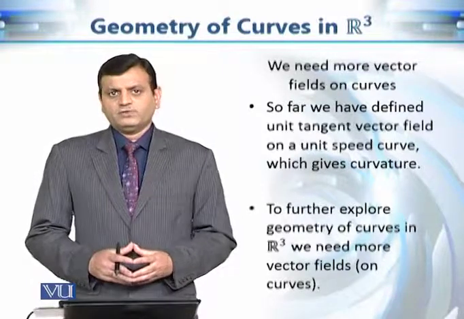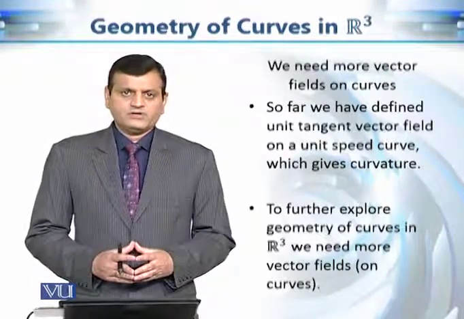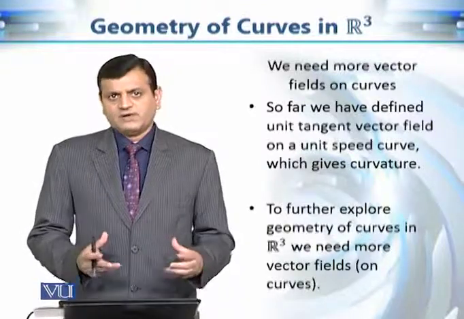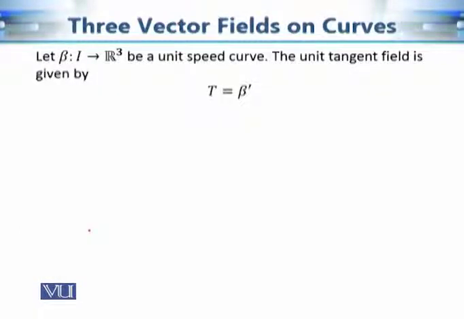Now we want to explore more geometrical properties, and hence we are going to need more vector fields on any given curve. To define these vector fields, we want to impose certain conditions. First of all, we want them to be mutually orthogonal at each and every point. This is just to optimize our calculations. The second condition is that they should be unit vector fields, so that at each and every point we have a set of 3 mutually orthogonal unit vectors.